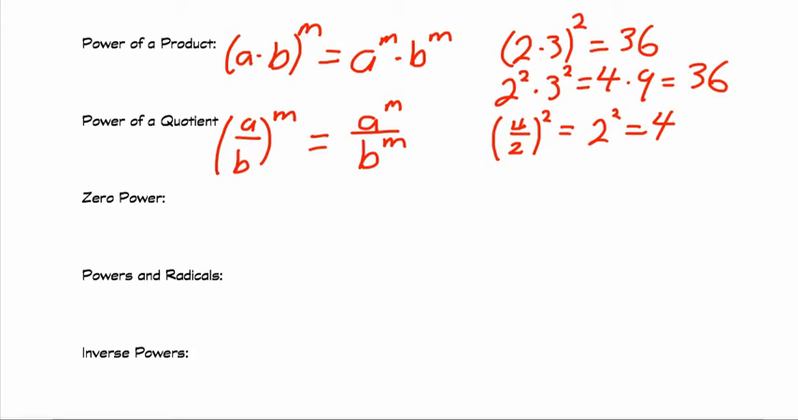Well, according to the power of a quotient rule, 4 over 2 to the power of 2 is also 4 to the power of 2 divided by 2 to the power of 2, which is equal to 16 divided by 4, which gives us 4. We had a 4 in both terms, so we know that this power of a quotient rule is correct.